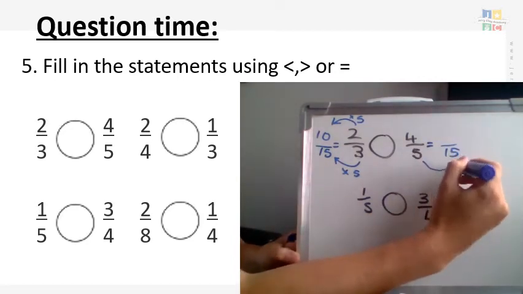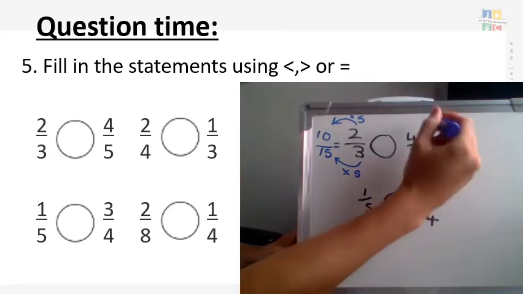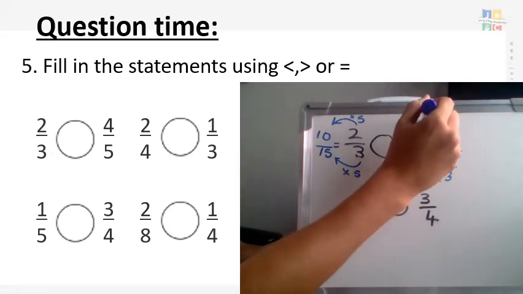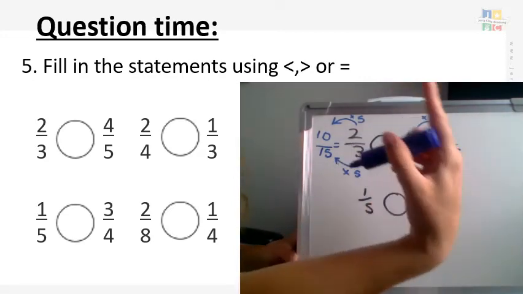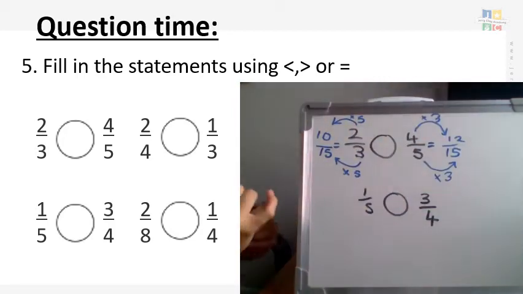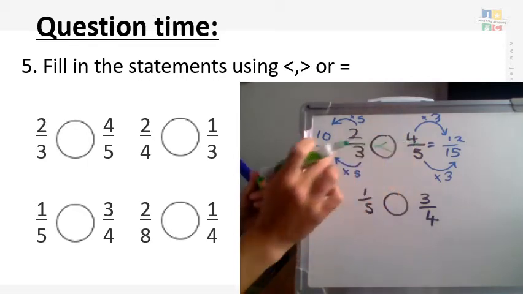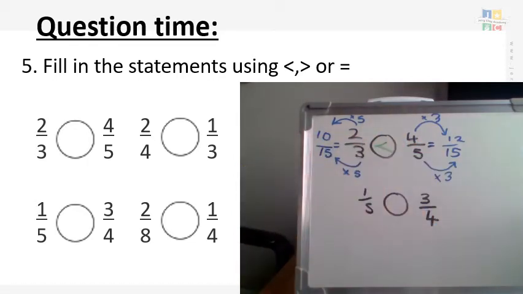Alternatively, if I go from 5 to 15, how do I get from 5 to 15? Well, I'm going to times by 3. So I'm going to need to times my top by 3 as well, because remember what we do to the bottom, we must do to the top. 4 times 3 is 12. So I can see my equivalent fractions are 10 fifteenths and 12 fifteenths. So now I can see which one is greater. Well, 10 is less than 12 because I've got the same denominator. So I would say 2/3 is less than 4/5.